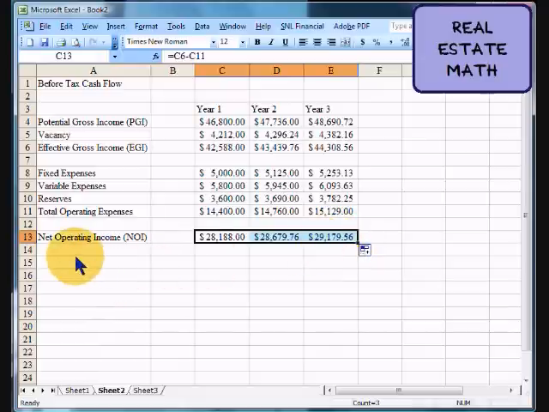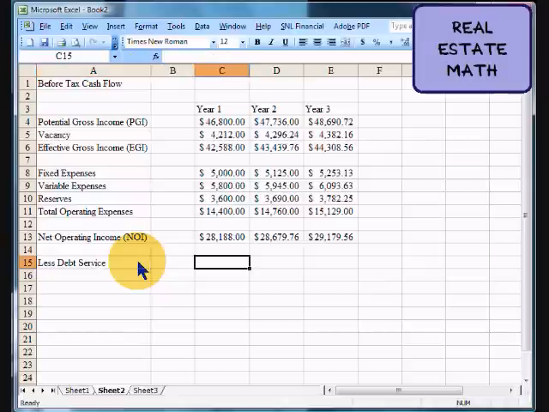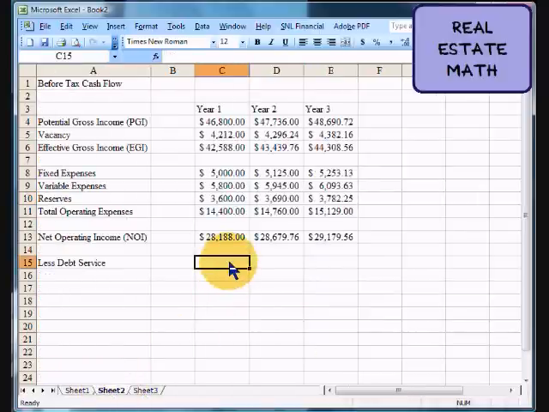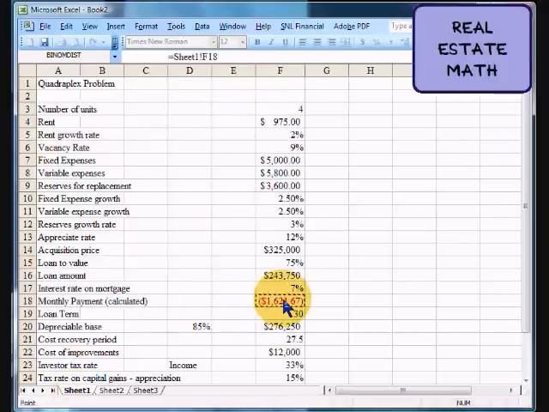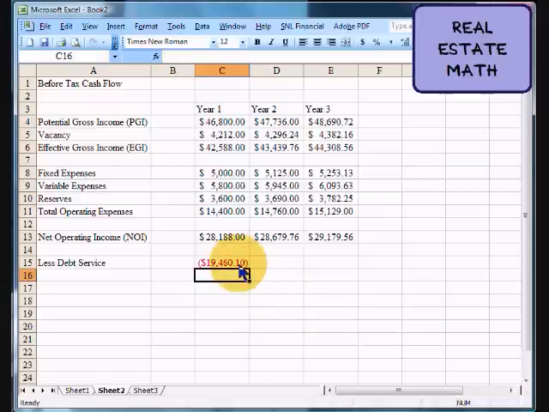Okay, now we have debt service. What is debt service? That means we've got to pay the bank. So we are going to calculate our debt service. How much are we going to be paying the bank? This is going to be our monthly payment times 12. If we go back to our other sheet, we found out that our monthly payment is $1,621.67. And if we go back to this sheet, all we'll need to do is multiply that value times 12. And we come up with a value of 19,460.